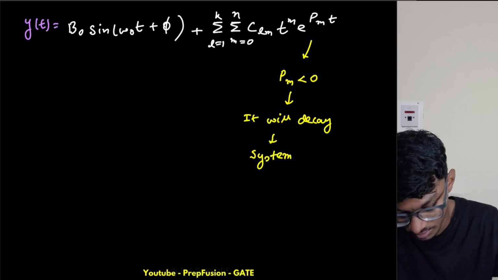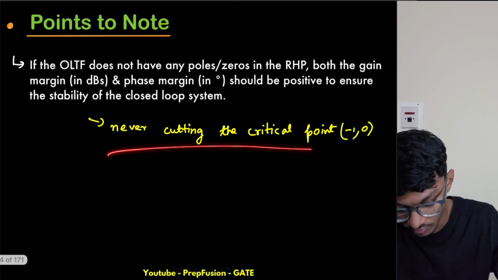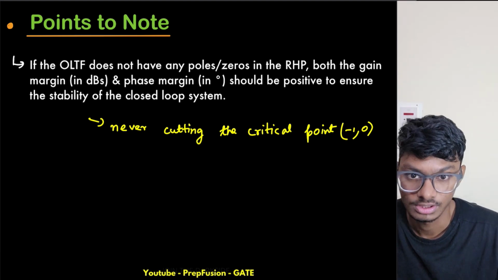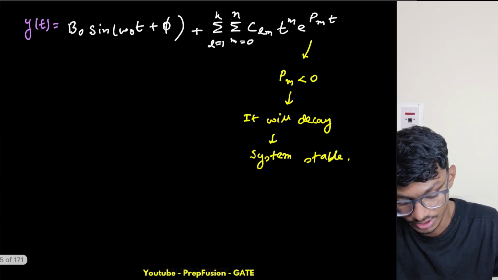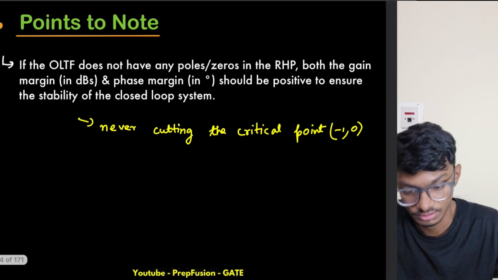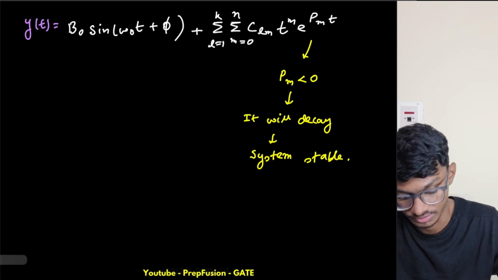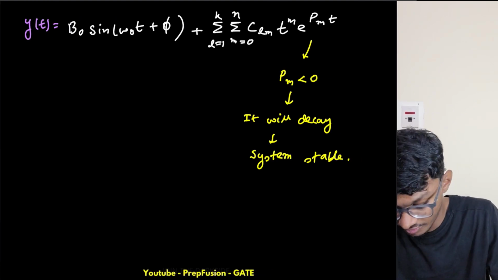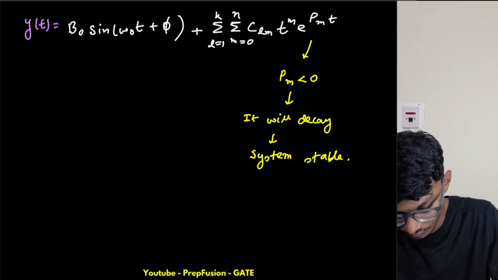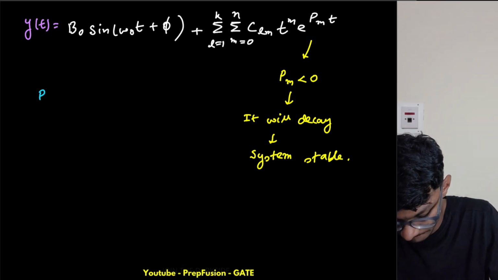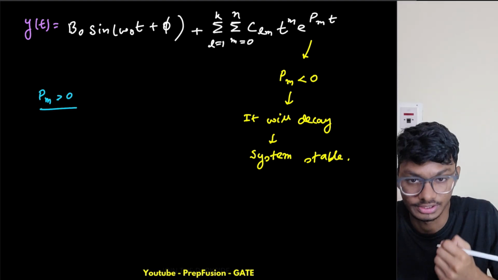That's why I'm telling you, if all my roots lie on the left-hand side of the S plane, then pm is negative, right? And if pm is negative, then the system will be stable itself. If, let's say, my pm is greater than 0, what is happening?